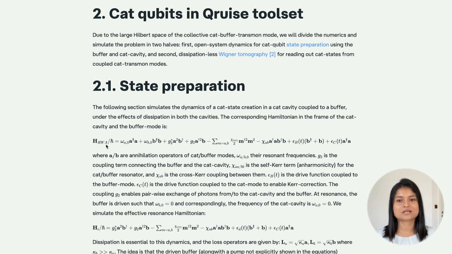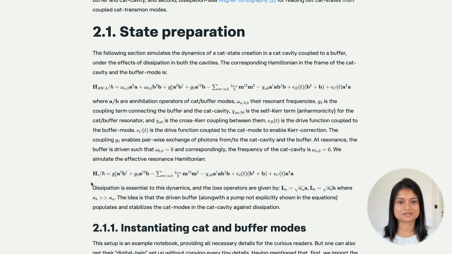This is the Hamiltonian in the rotating wave approximation dictating the state preparation process in the combined reference frame of the cavity and the buffer. Here g2 is the coupling strength between the buffer and the cat cavity, and the associated operators reflect the pairwise exchange of photons between the cavity and the buffer.